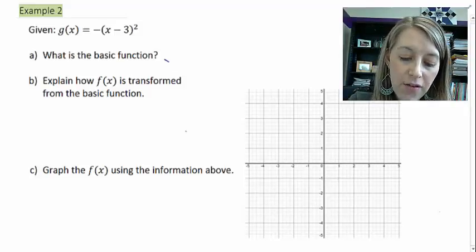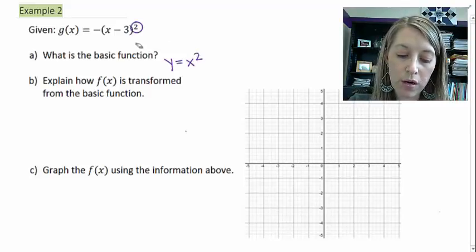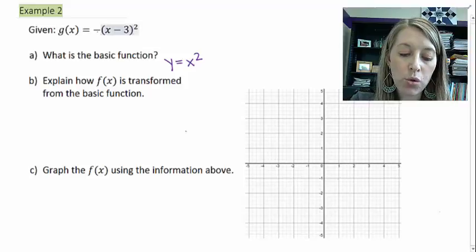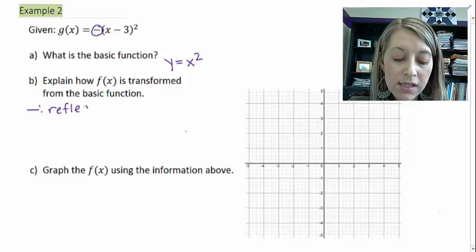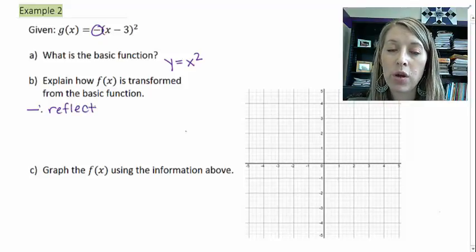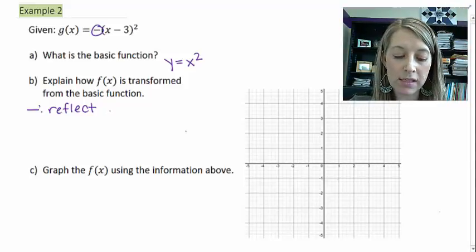Okay, basic function is y equals x squared because we see that we have the quantity squared. I already told you that we had the negative, which is going to reflect it, but we need to know in which direction. Since it's on the outside, it's going to reflect it vertically, which means it's going to reflect it over the x-axis.